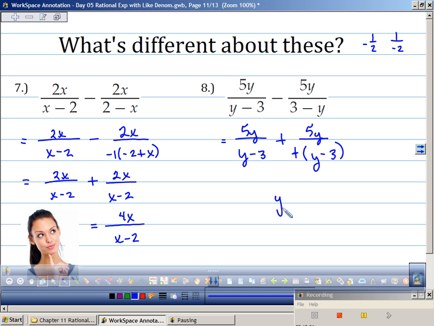Get it? So now I have y minus 3 as my denominator, and up top I have a 5y plus a 5y, which makes 10y. Okay?